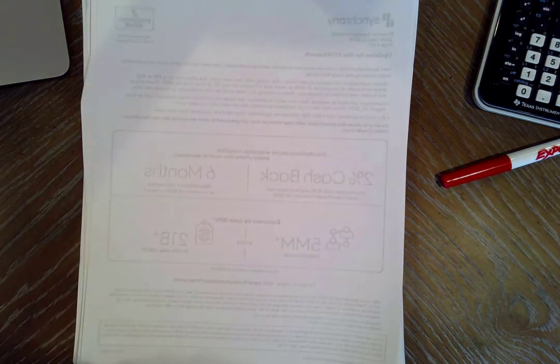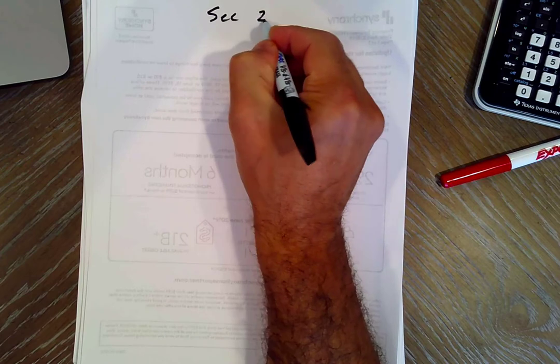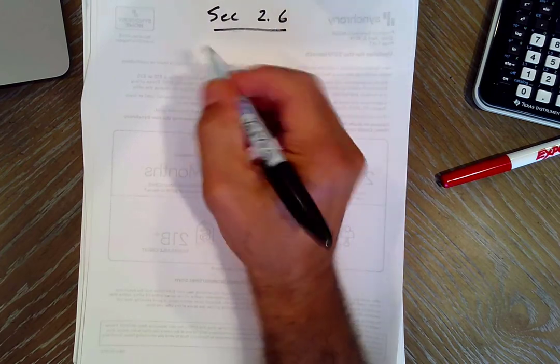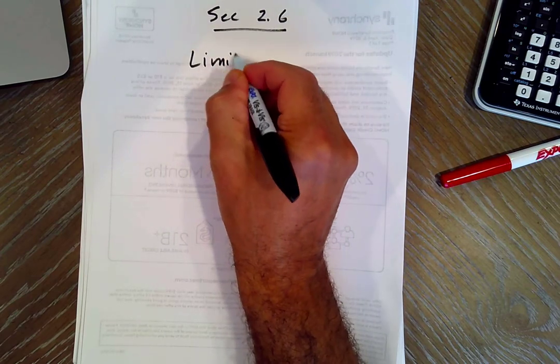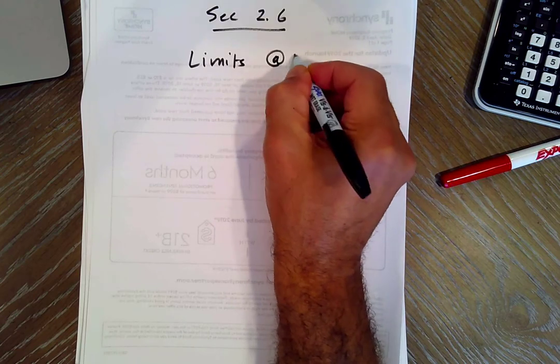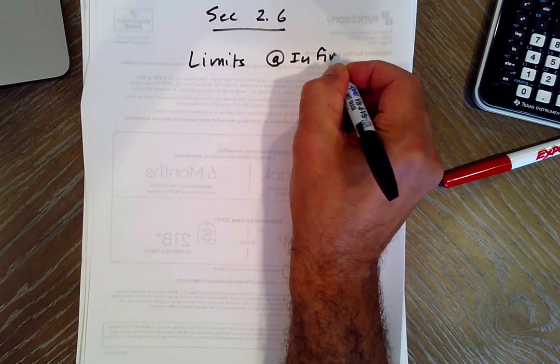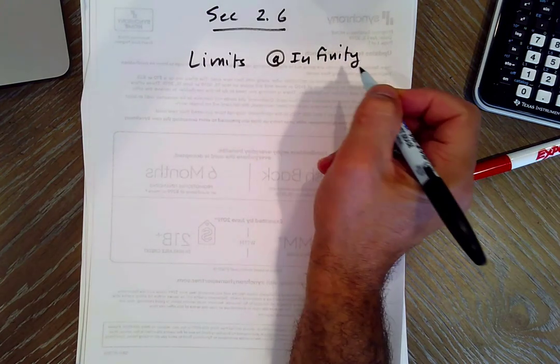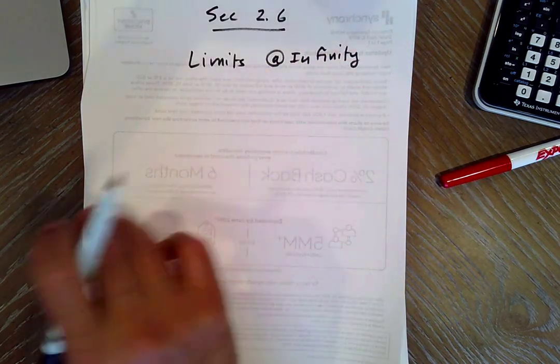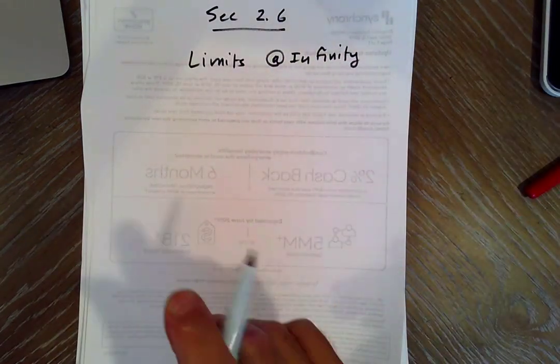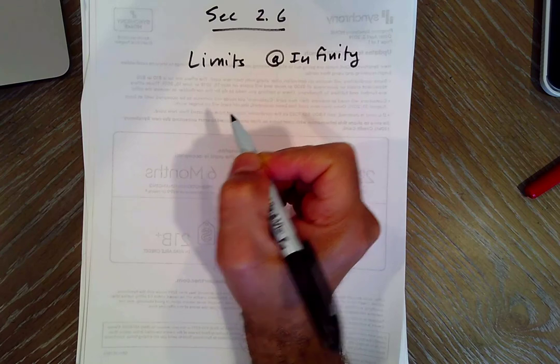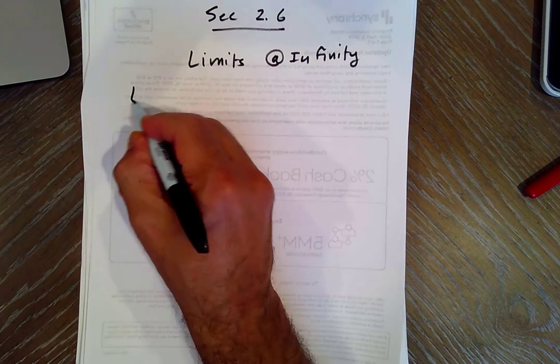All right, so 2.6 is what I'm going to do next, limits at infinity. So we're basically going back to limits, but this time we're going to do limits at infinity. What happens when we send x to infinity? What's the y value, okay? To do so, I'm going to start with an example.